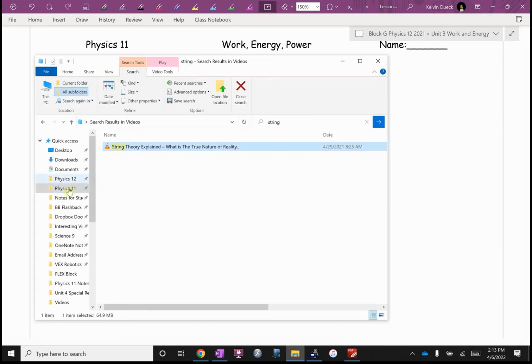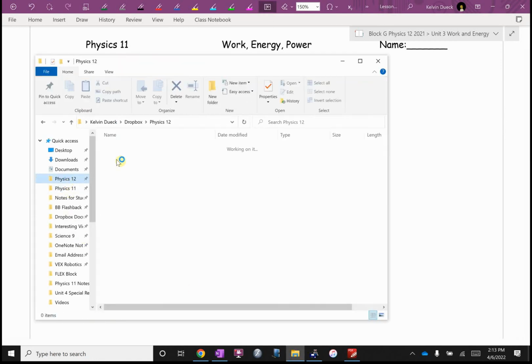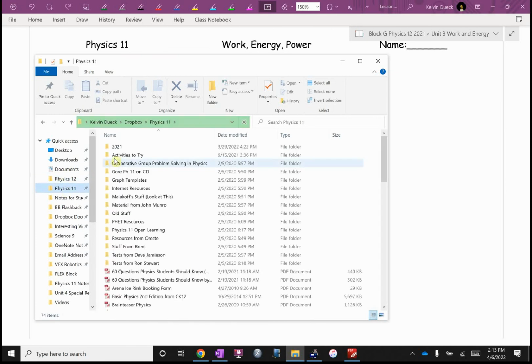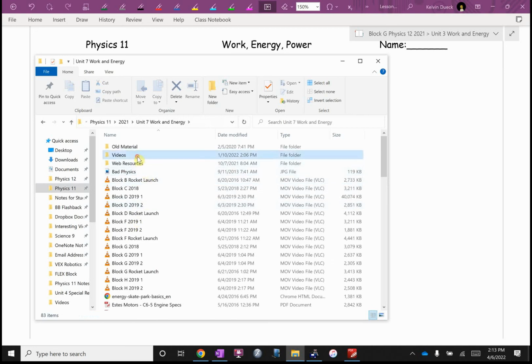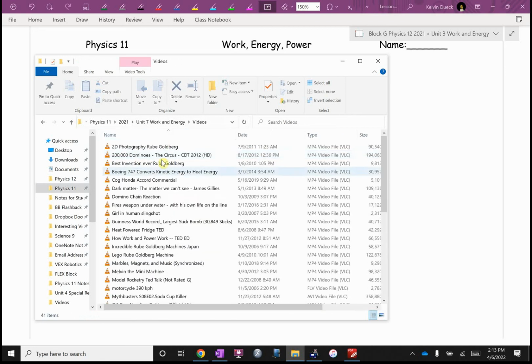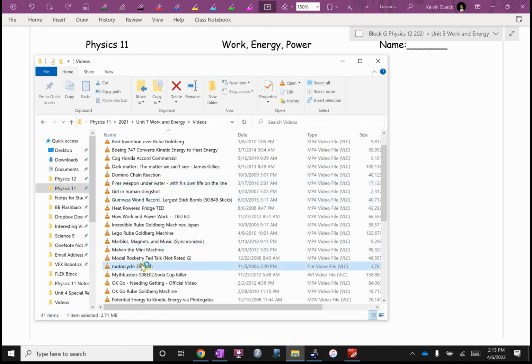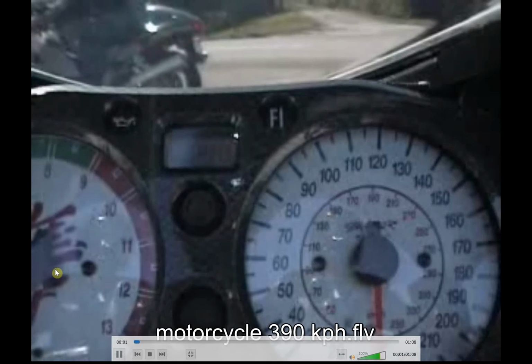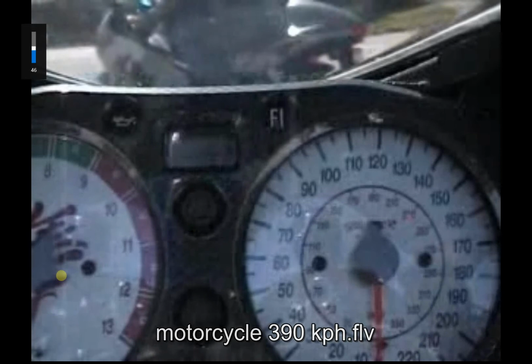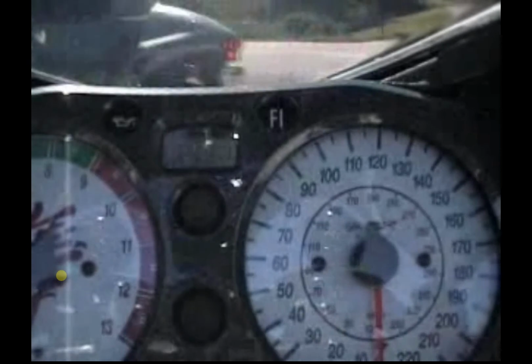Oh, man. Oh, it's Physics 11, Mr. Duke. The reason I picked this one, it's got the speedometer in the dashboard cam, okay?